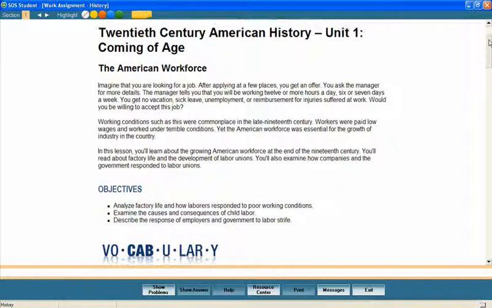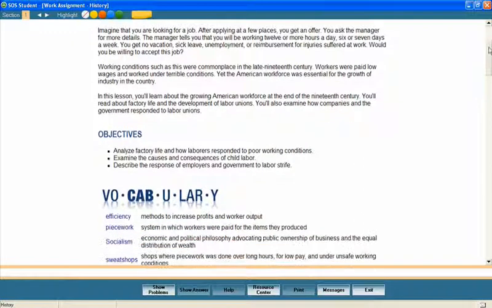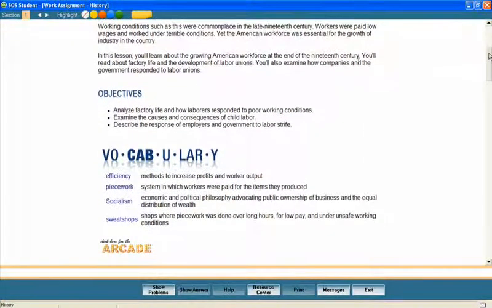Most lessons begin with a brief introduction and a list of goals or objectives for the lesson. These objectives help students stay focused on important lesson content and provide parents with an effective way to measure mastery of lesson content. The objectives for this lesson are: analyze factory life and how laborers responded to poor working conditions, examine the causes and consequences of child labor, and describe the response of employers and government to labor strife.